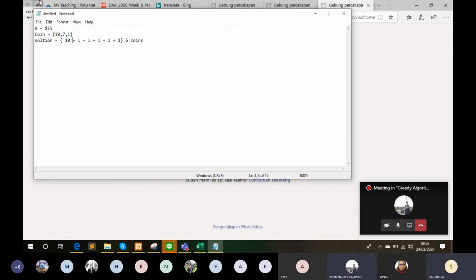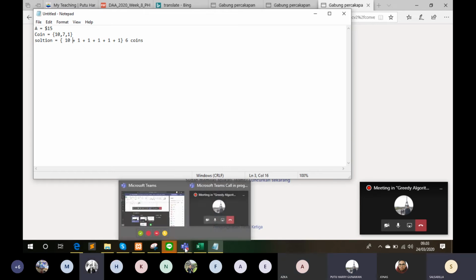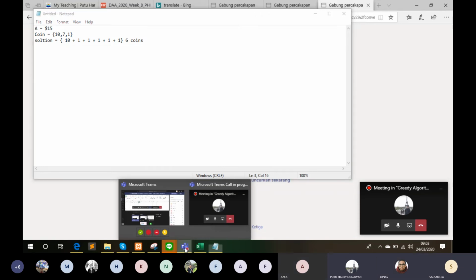Okay, anyone agree about that? The solution using greedy? Yes, sir. So what are the optimal solutions? Can you find the optimal solutions, or is it equal to the optimal solution? It's equal to the optimal. Okay, so this is also the optimal solution.